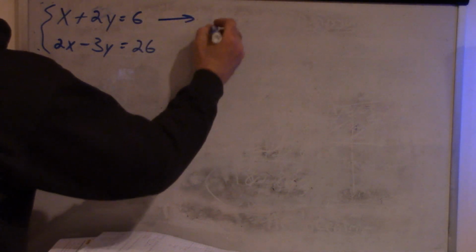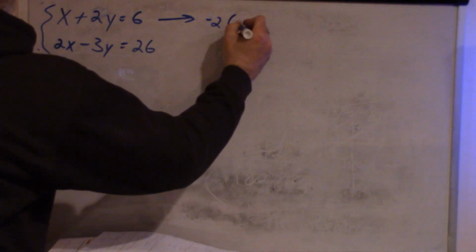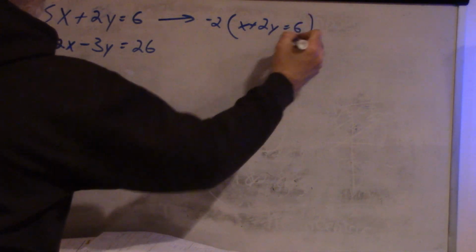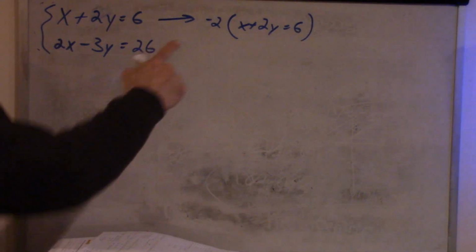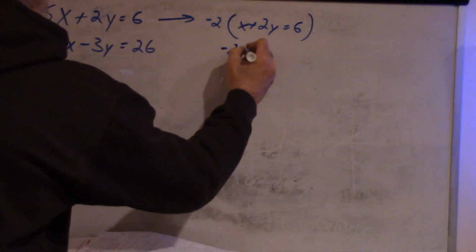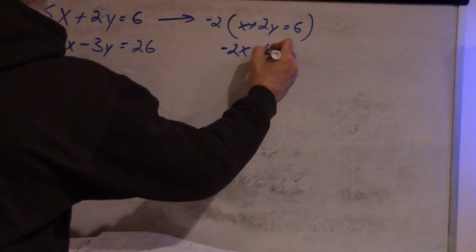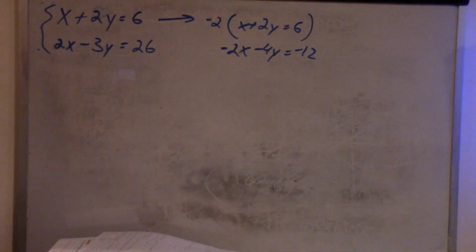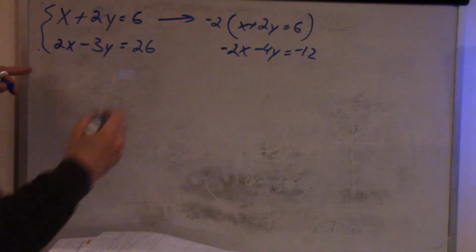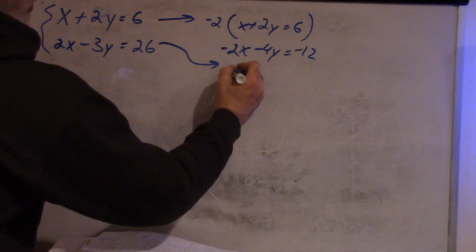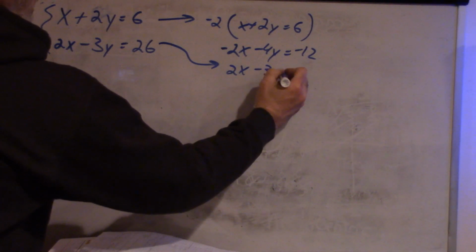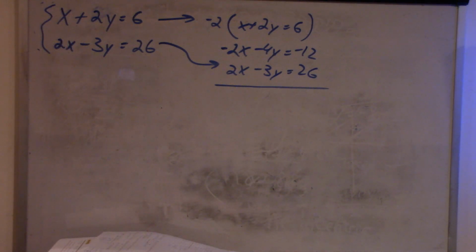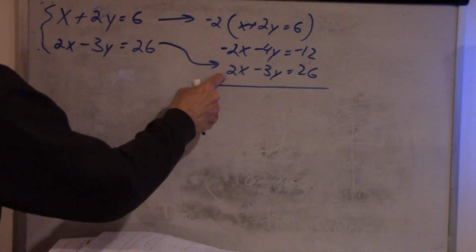I'm going to take this equation, -2 times (x plus 2y equals 6). When I distribute, we end up with -2x minus 4y equals -12. Okay? You following me? I'm going to bring this equation down here, 2x minus 3y equals 26. And we're going to combine them. We're going to add them. So a -2 and a +2 is 0.